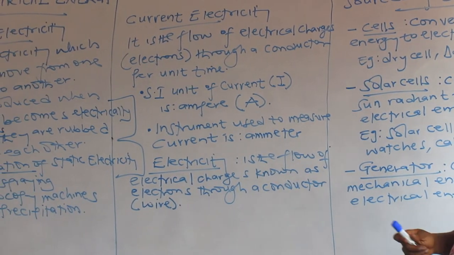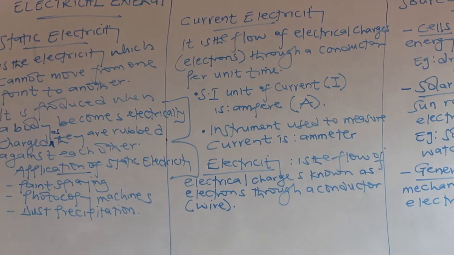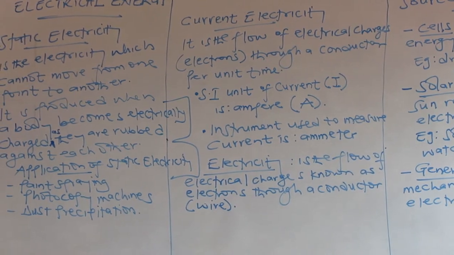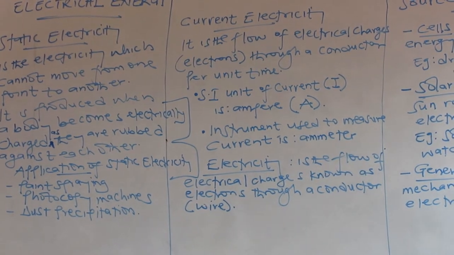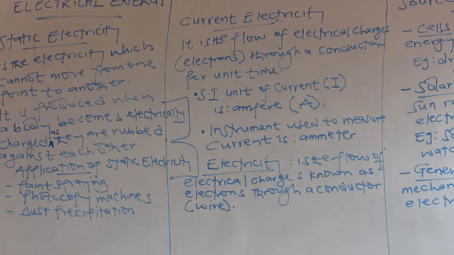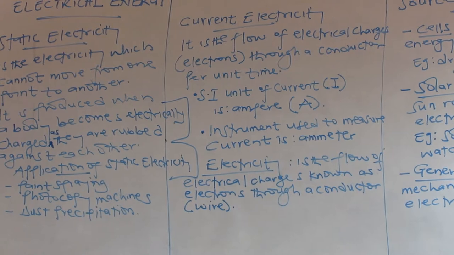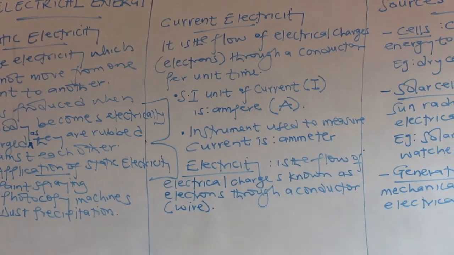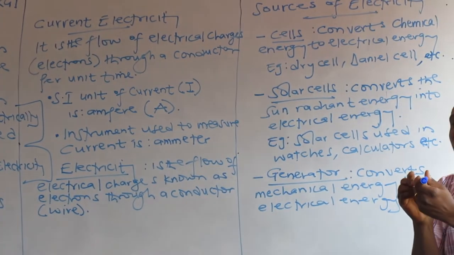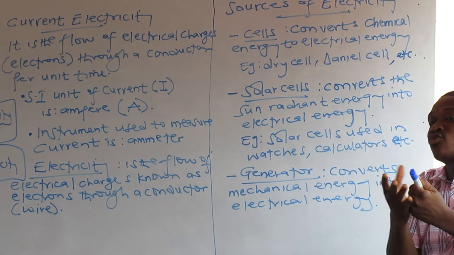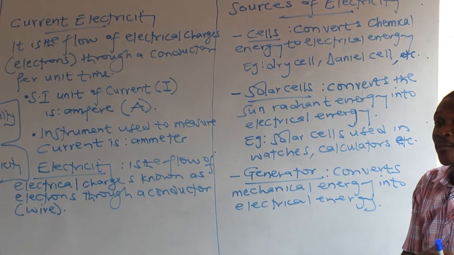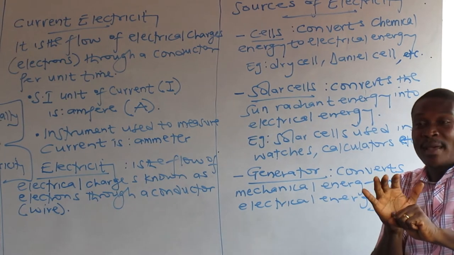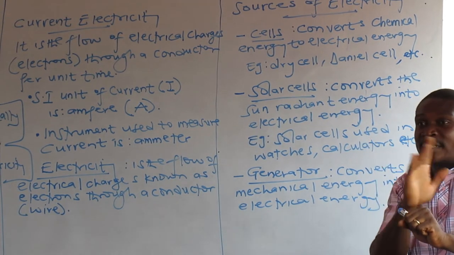Now, application of static electricity. We have paint spraying. When you take a spray, the tip of the spray, where the spray passes, is what we call the nozzle. When you spray, you see the spray coming out like that. You can see the nozzle is so small, and all the spray molecules are trying to pass through it. Now, what is going on? The nozzle has a charge.